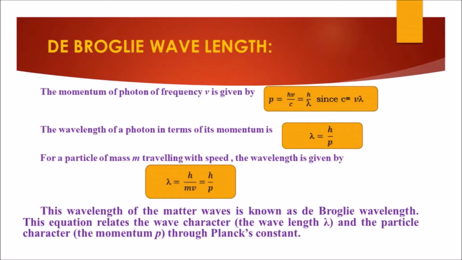For a particle of mass m traveling with a speed v, the wavelength is given by lambda equal to h by mv, because momentum equals mv. Then the relation is lambda equal to h by p. This wavelength of the matter waves is known as the de Broglie wavelength. This equation relates the wave character and the particle character through the Planck constant, that is h.